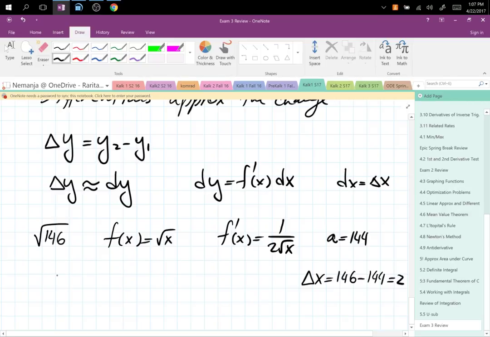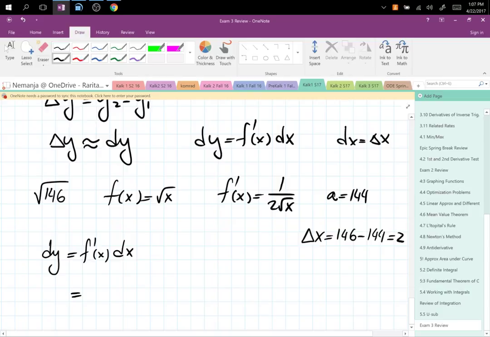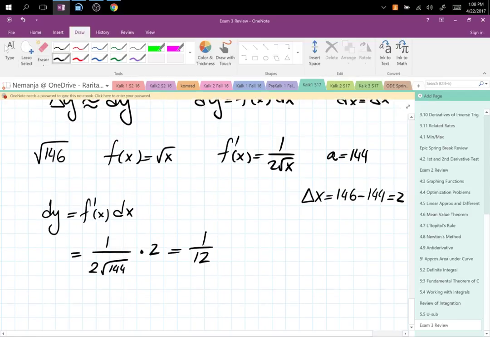So what do I have? I have that the dy is equal to f prime of x delta x, or dx. I call it dx, which is further equal to, we have f prime, so it's like 1 over 2 square root of 144, everything times 2. So this whole thing works out to be 1 over 12. So the change in y is approximated by dy, which is 1 over 12.